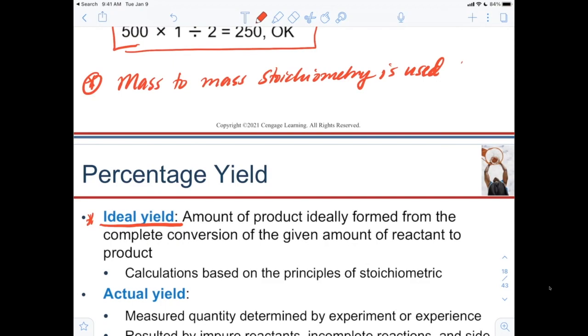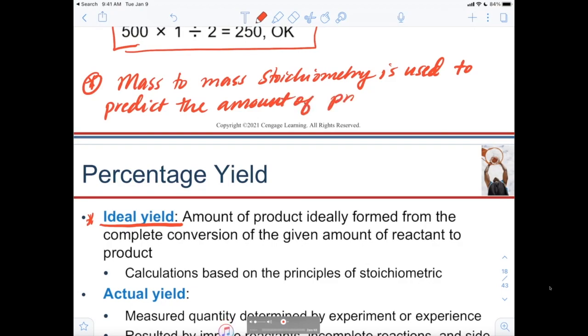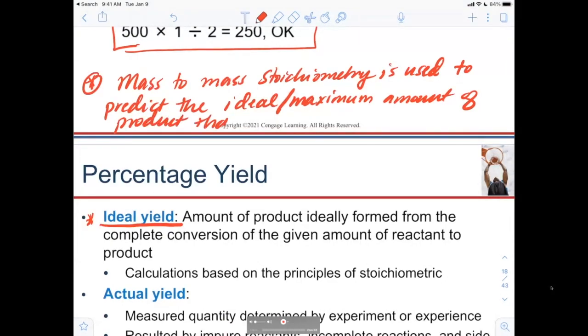Mass to mass is used to predict the amount of product. So not just the amount of product, but I would say here the ideal amount. Now, some people call it not just the ideal amount, but the maximum. I've seen the term maximum amount of product that can be made. So on campus, what I'll do is, oh yeah, your lab. My bad, I forgot. I gave you guys that lab from on campus.